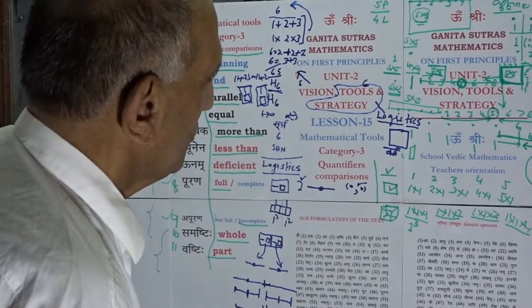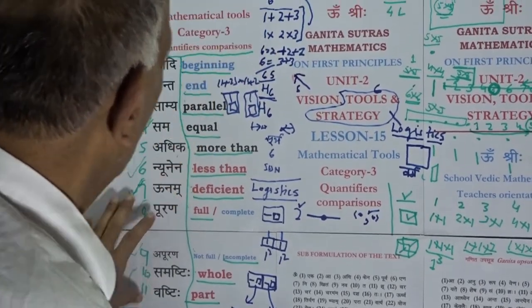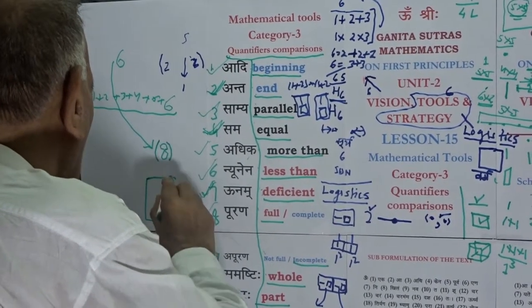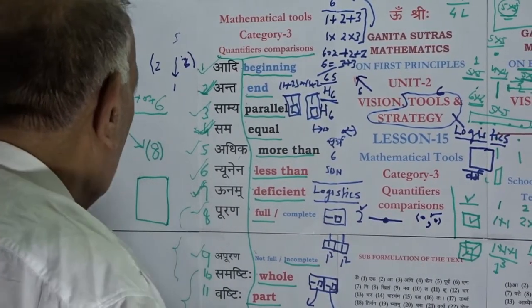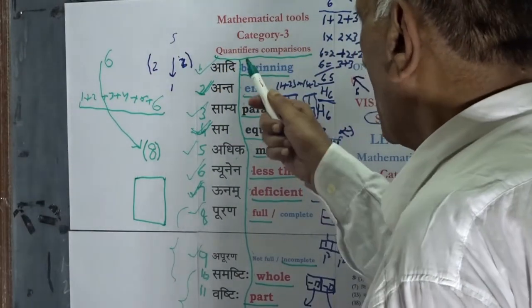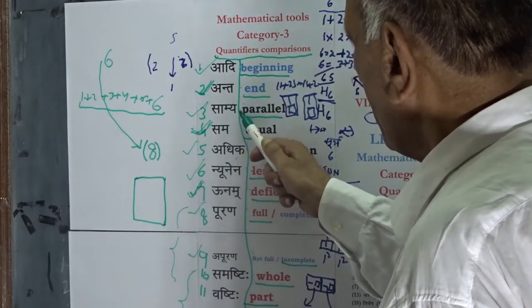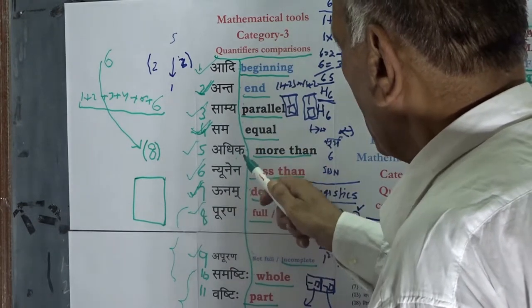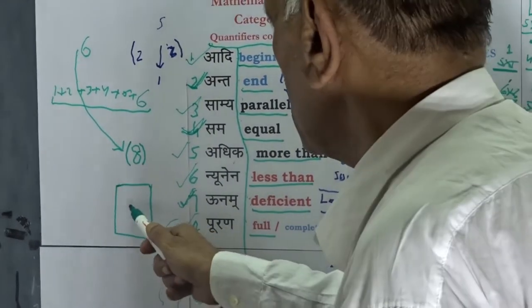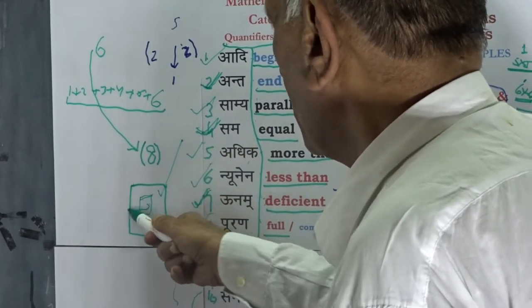Now, after having reached the third column with the location of these formulations, then in the next column, let us make a note how all these formulations are to be worked out within and along the format of a Varga. Now it is here where the real blissful exercise would be there for us. We see how Adi and Ant are to be visualized and worked out, how Samme parallel and equal are to be seen, how Adhik and Nyun and Unam are to be seen, how Puran and Apuranam are to be seen, how Vyasti and Samisti are to be seen, that there would be a square within a square, it would be a whole, it would be a part.